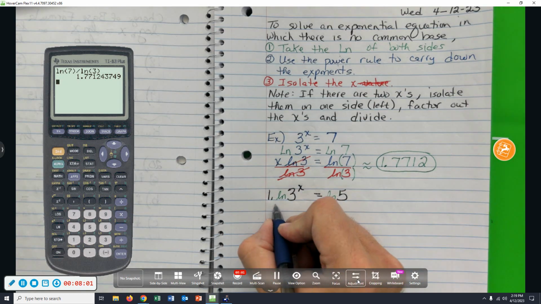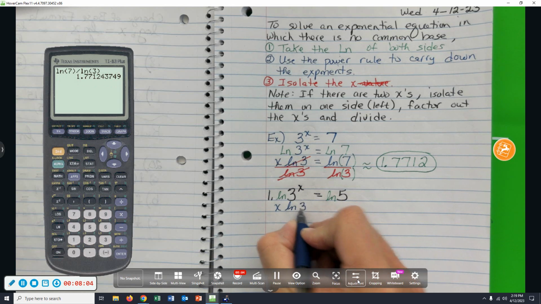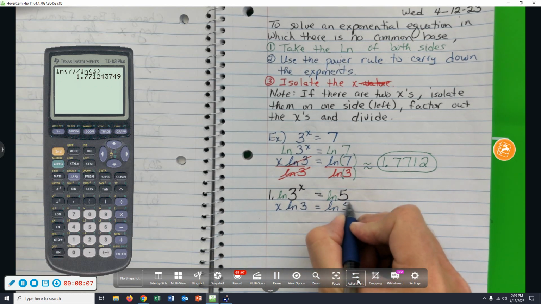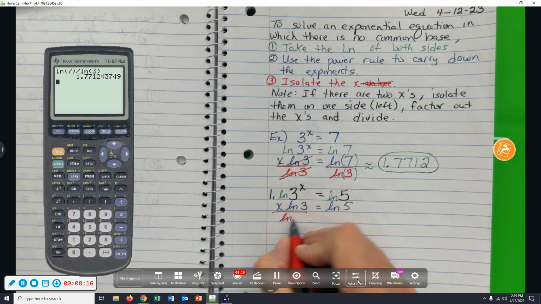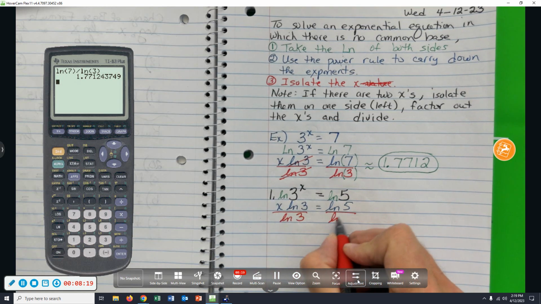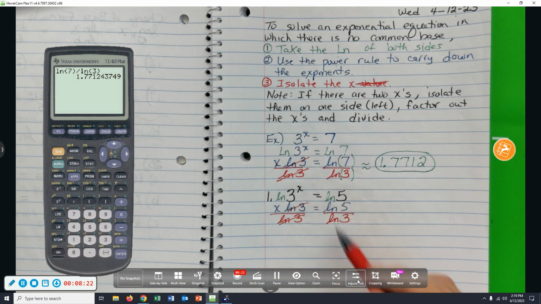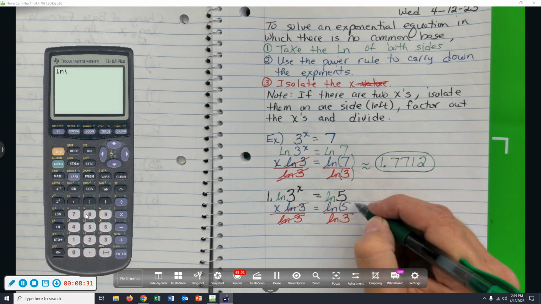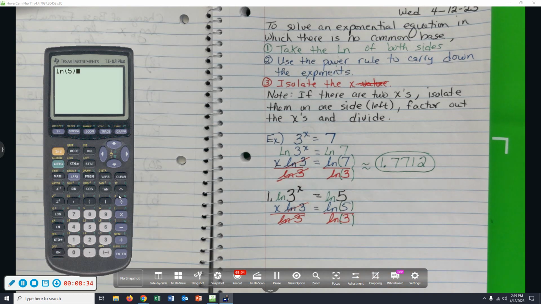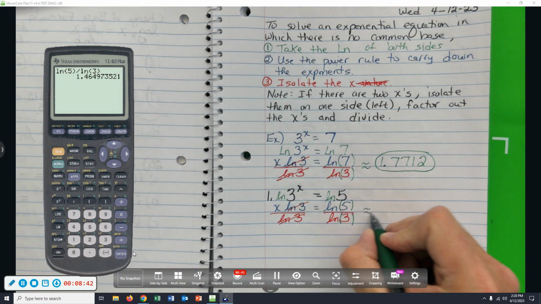So we have x ln 3 equals ln 5, divided by ln 3. Now don't get carried away canceling. You can't cancel ln's. Don't try to cancel the ln and say 5 over 3 is your answer. So we have ln 5, close parentheses, divided by ln 3, close parentheses, equals 1.46.